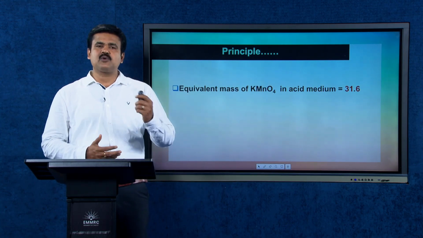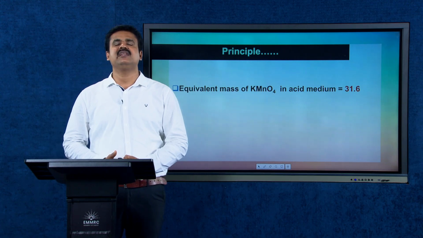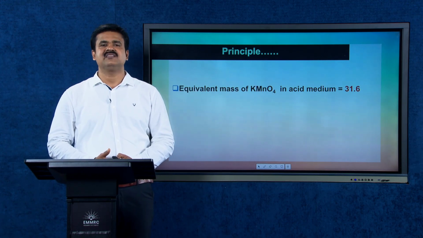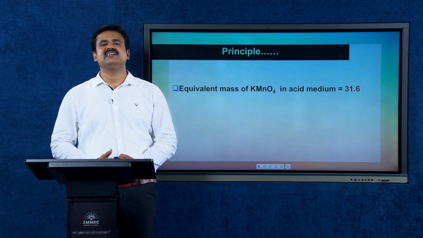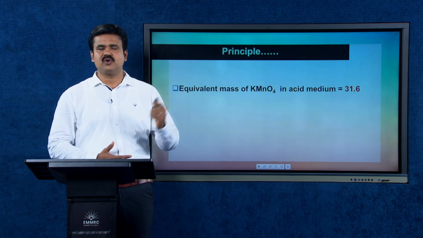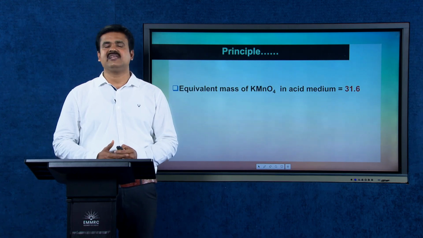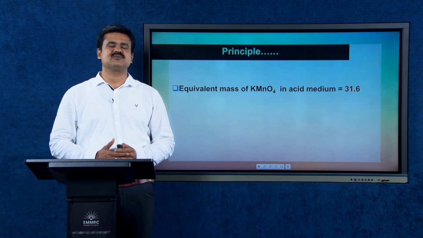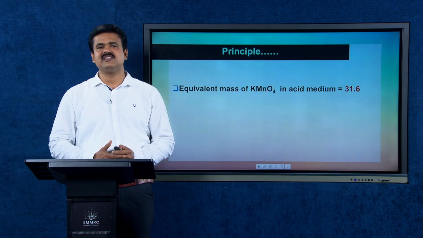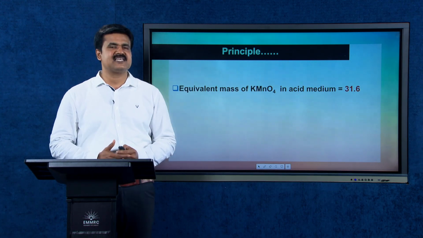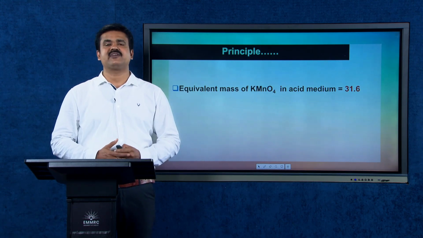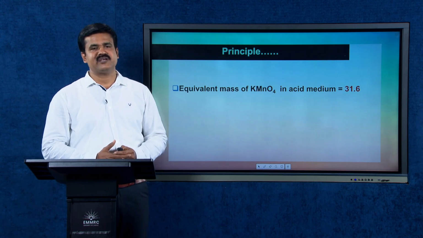Now, equivalent mass of KMnO4 in acidic medium is 31.6. This is because molar mass divided by 5, because this reaction just shown here is a 5 electron process. So, change in oxidation number is equal to 5. Molar mass divided by change in oxidation number will give the equivalent weight of an oxidizing agent or reducing agent. This concept is familiar to you. Based on that, the equivalent weight of KMnO4 in acidic medium is calculated as 31.6.